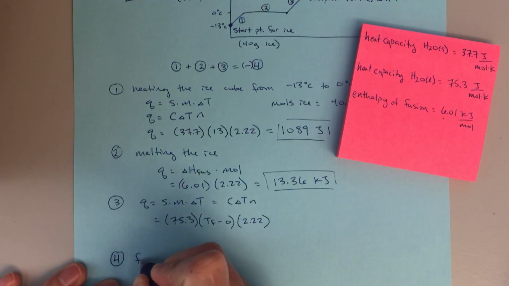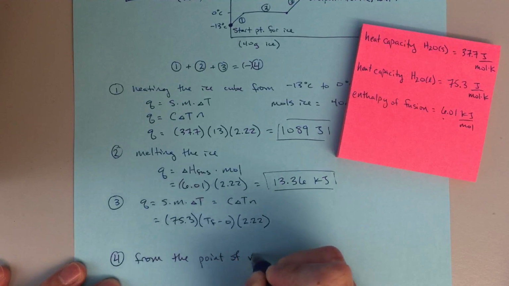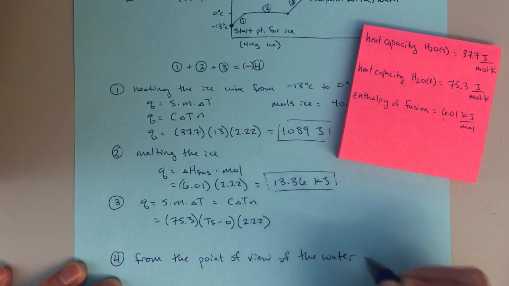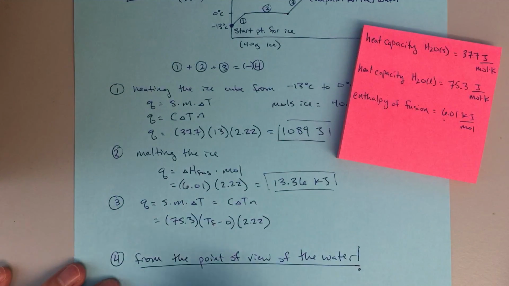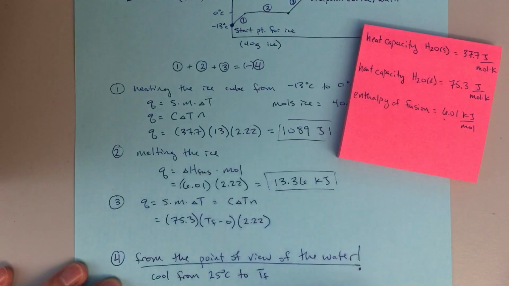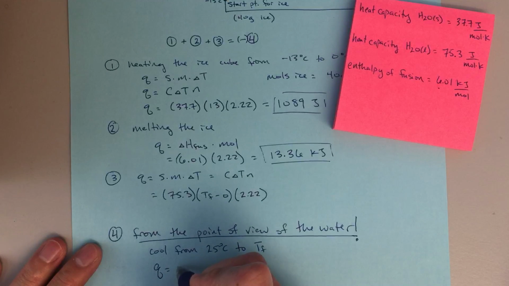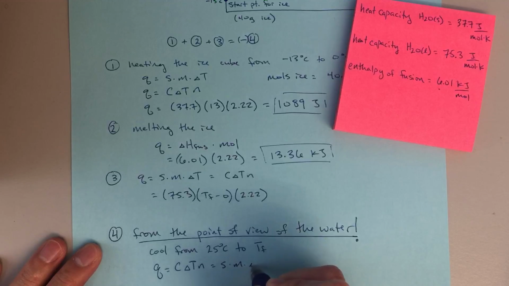So step 4 is from the point of view of the water. So now we're going to switch to the point of view of the water. Very important. So from the point of view of the water, it is going to cool from 25 degrees Celsius to T final, right? So in order to calculate the energy associated with that, again, Q equals C delta T, or S times M times delta T.